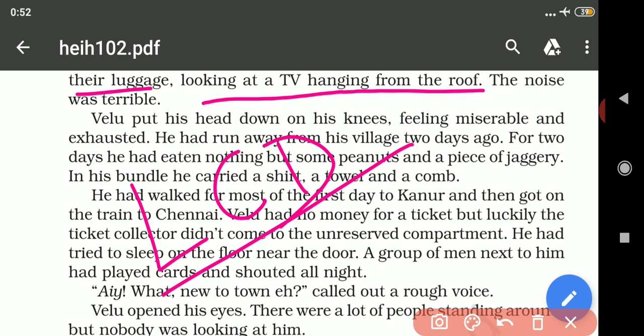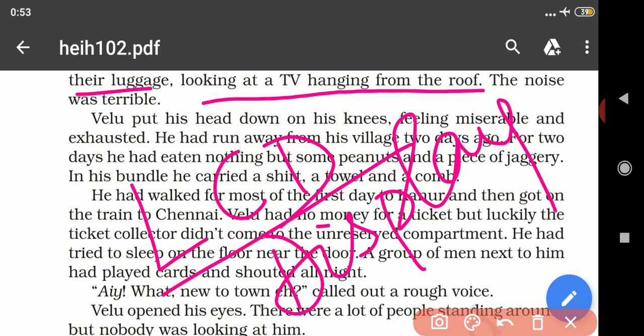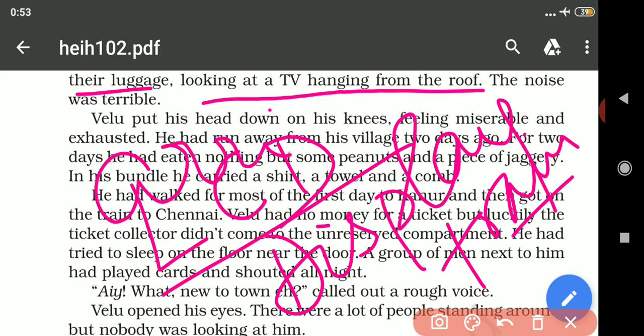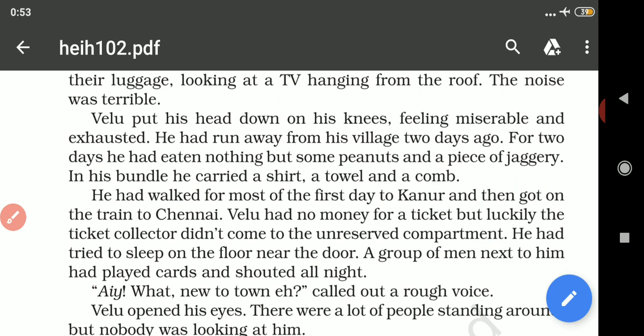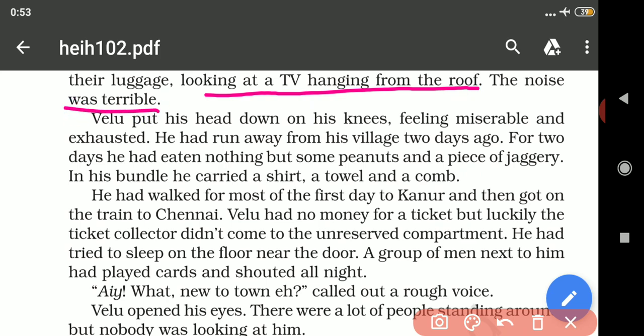The LCDs hanging from the roofs display the timetable of the trains. It displays the arrival and departure time of the trains. Okay, and that helps the passengers to go to their respective platforms and wait for their train. So there it is beautifully written by the story writer, that means Vallu saw some of the TVs were hanging from the roof. The noise was terrible. There was terrible noise all around.